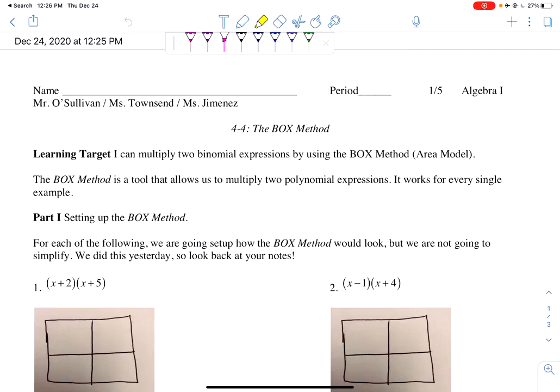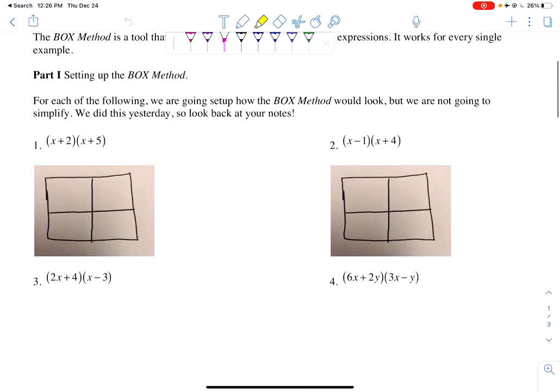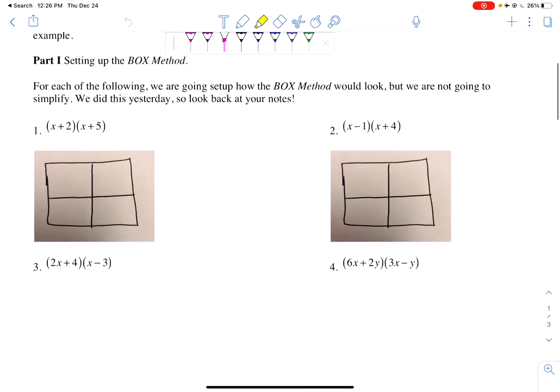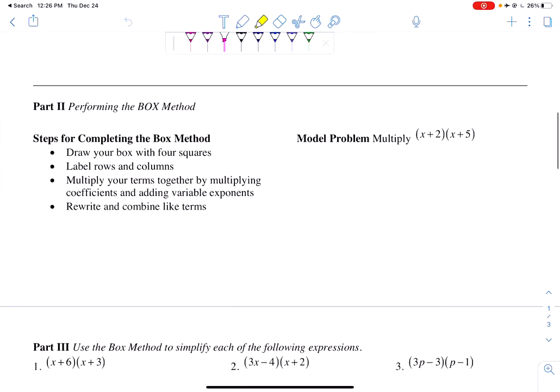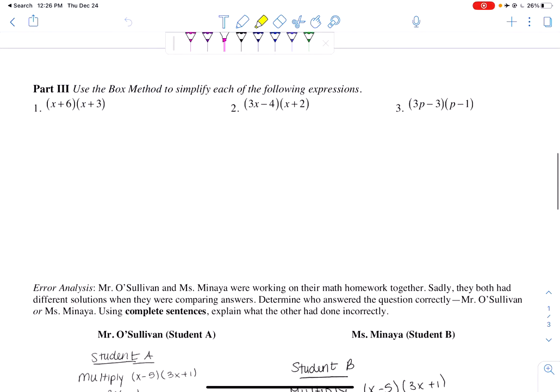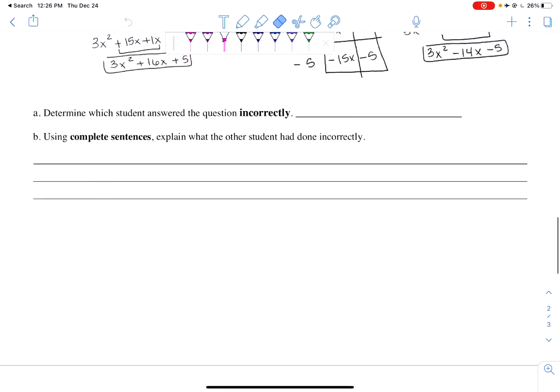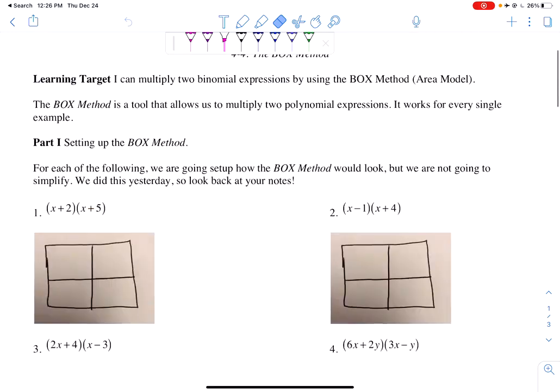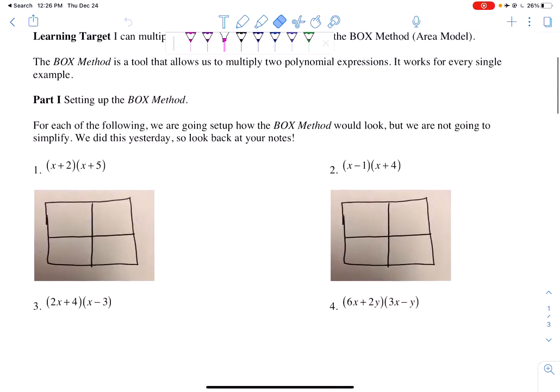So what we're going to be looking at today is a few different parts. Part one is simply just setting up the box method. Part two is actually performing it. Part three, we're executing it. And then you're going to do a quick error analysis on Edpuzzle. So part one, setting up the box method.